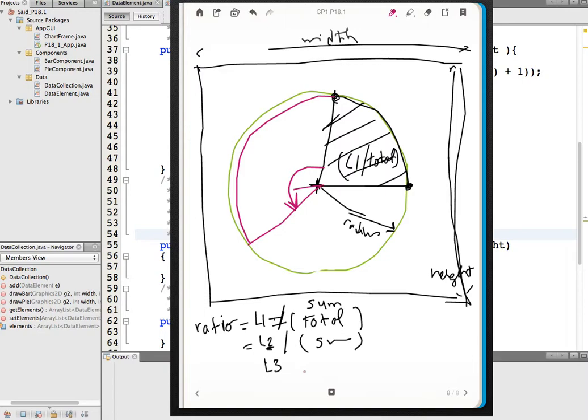And then length 3 will be likewise length 3 divided by the sum, and length 3 as well will represent an arc that is going from one to the other. So it's starting from here and going all the way to this and making this angle. And length 1, though I didn't mention it earlier, length 1 has made that first angle.